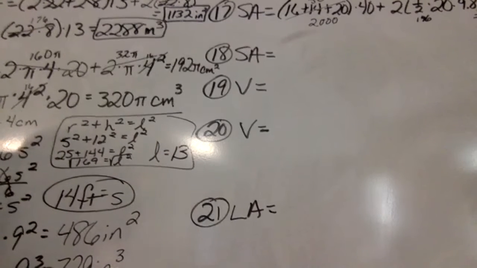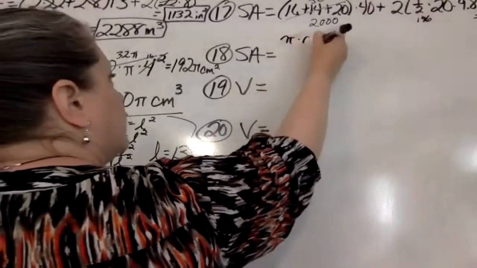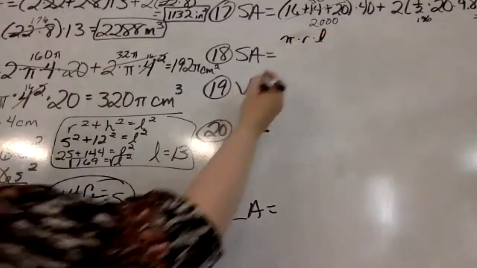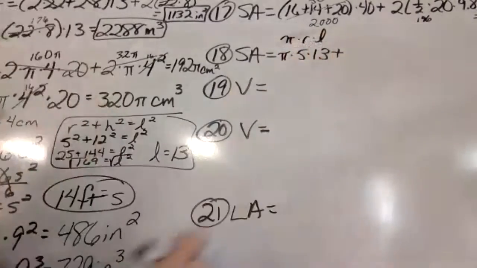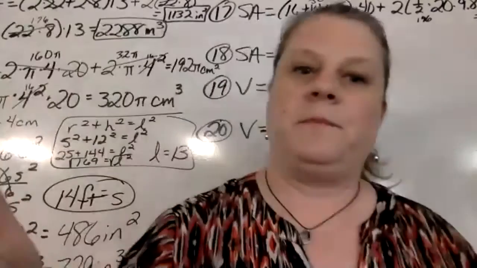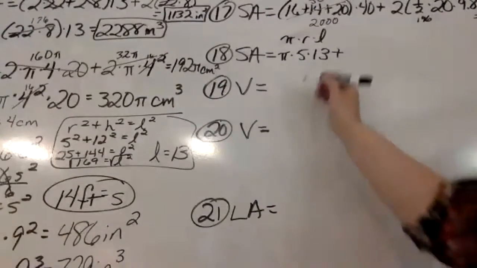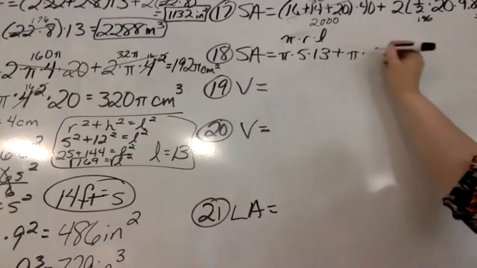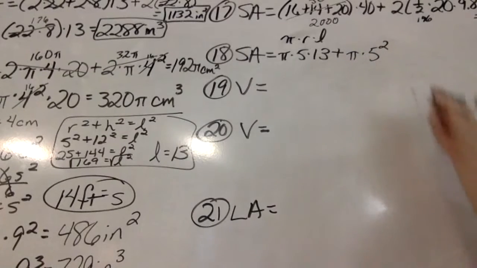So for my formula, I use pi times the radius times the slant height: pi times 5 times 13. That's my lateral area, the area of the orange slice part. Now I have to do the area of the circle part on the bottom. It's pi times the radius, which was 5, squared. So this is what we're working out.